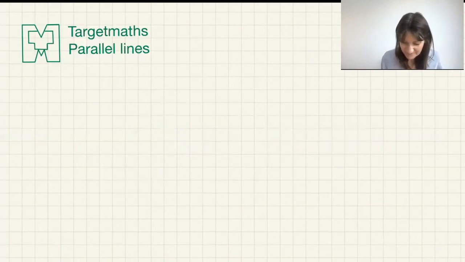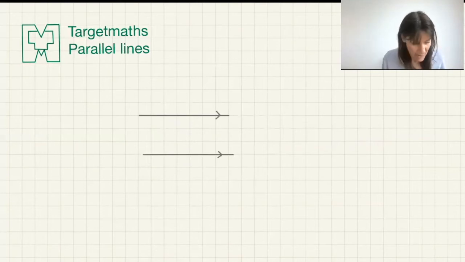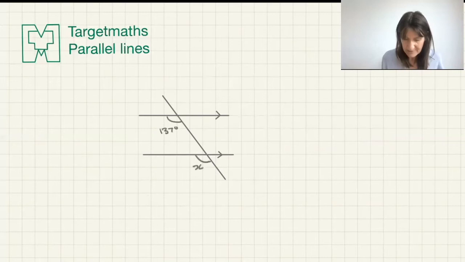Okay, let's have a look at another one. So there's my parallel lines. We'll cut through in that direction this time. We're going to say that is 137 degrees. I want to know what X is.